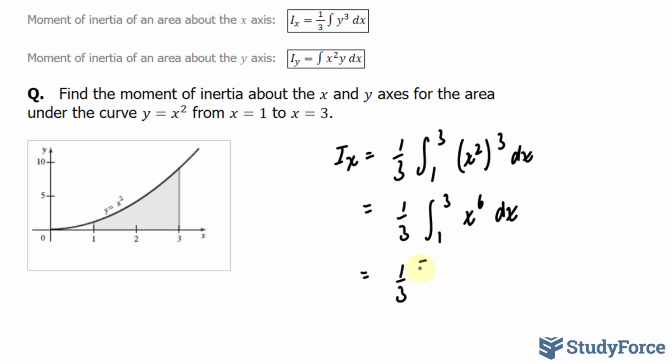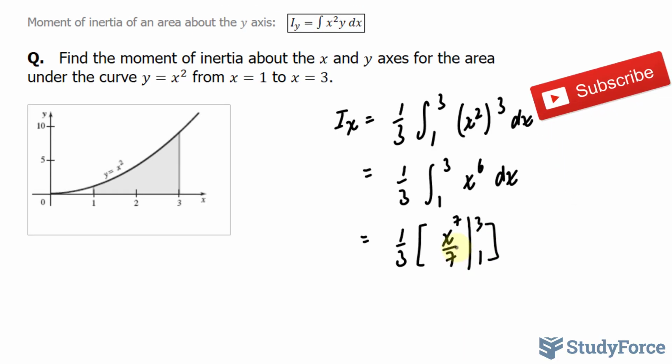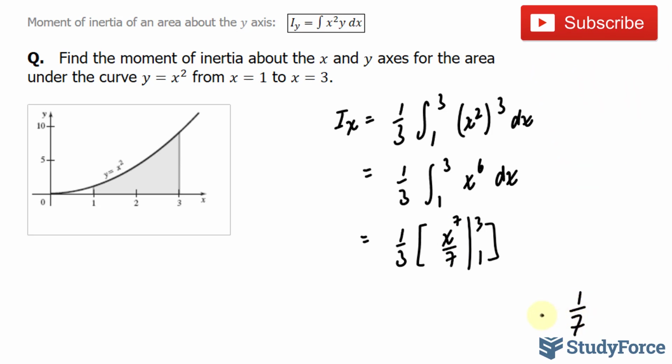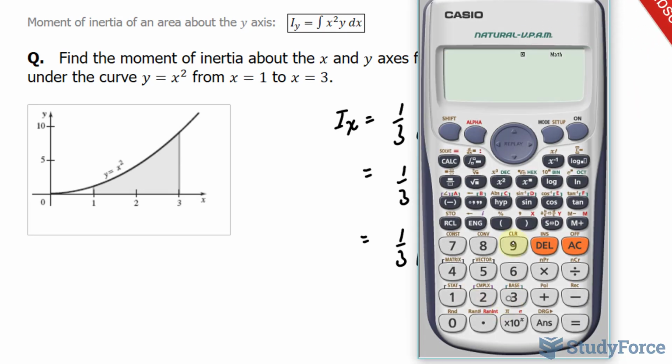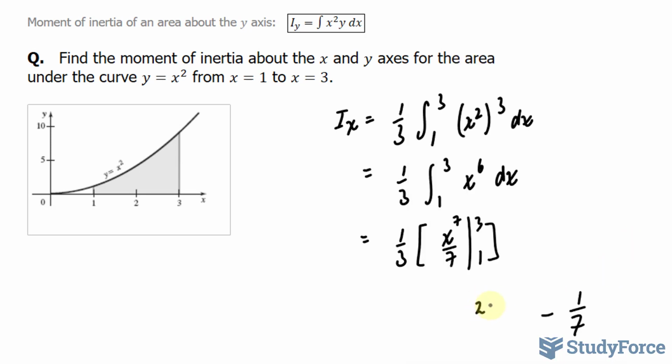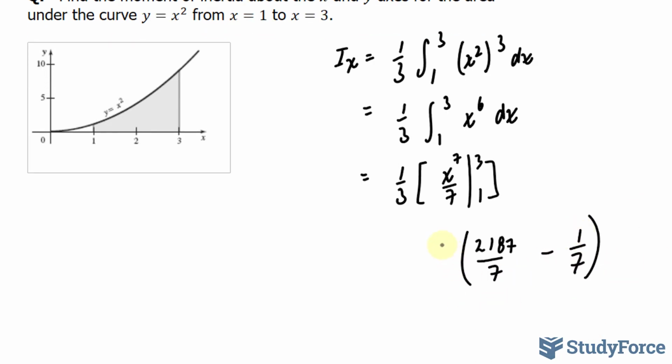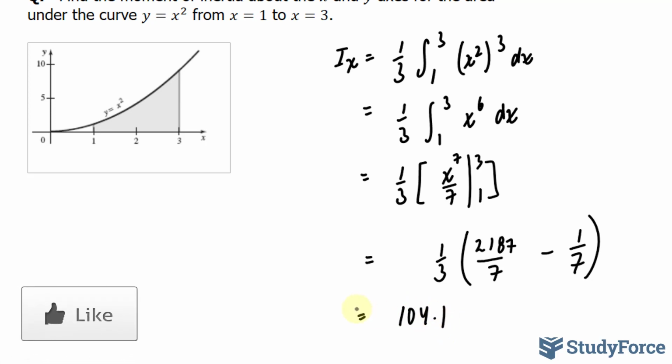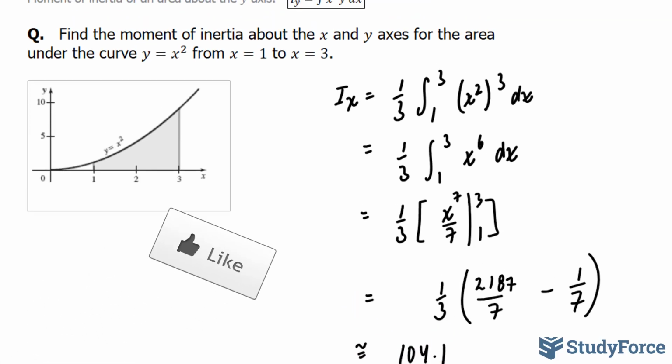We have a third times the integral, x to the power of 7 over 7, when x is 3 and 1. Let's find out what happens when it's 3 and when it's 1. I know when it's 1 it'll be 1 over 7. How about 3? 3 to the power of 7 gives us 2,187. So 2,187 over 7 minus this fraction. Putting this into your calculator, you should end up with approximately 104.1.